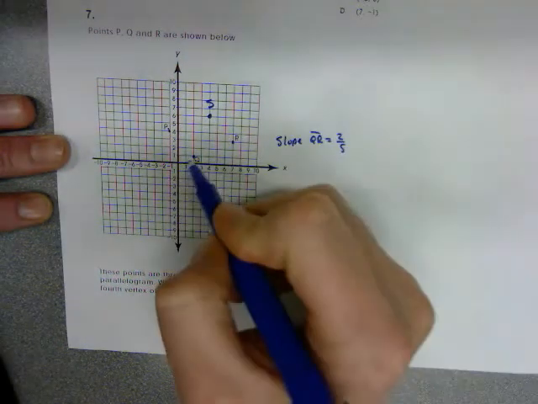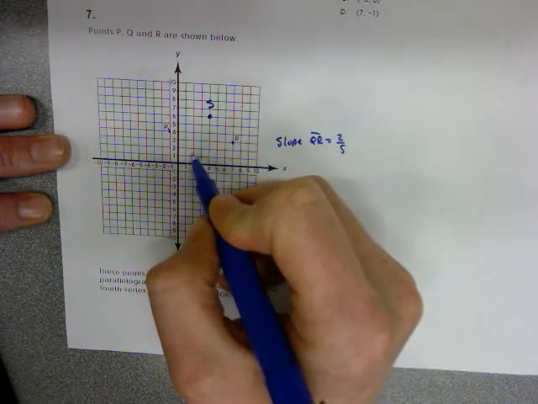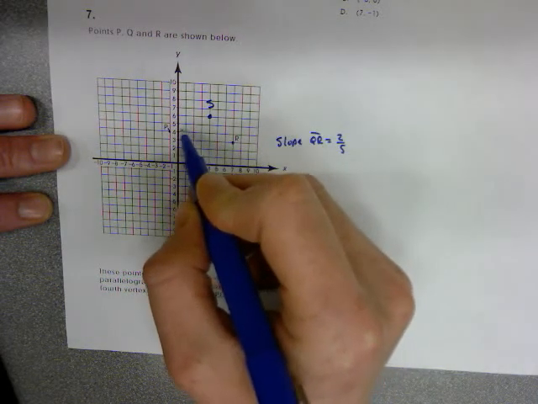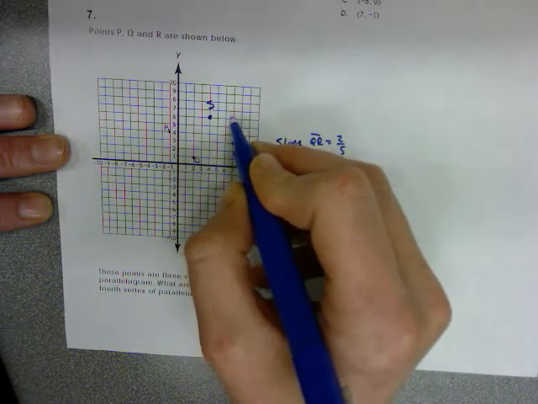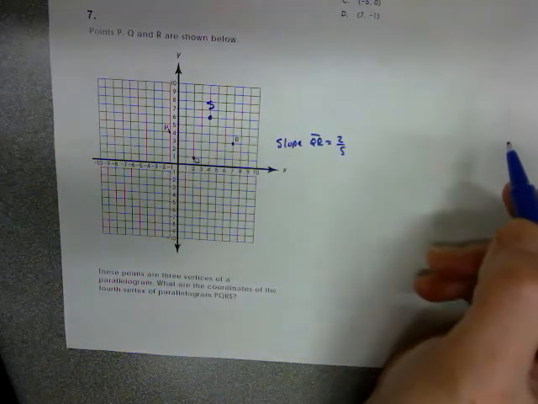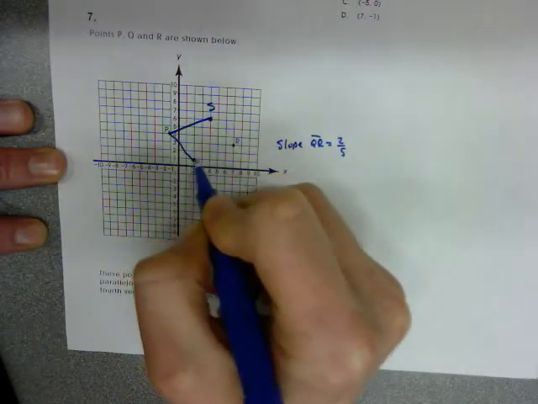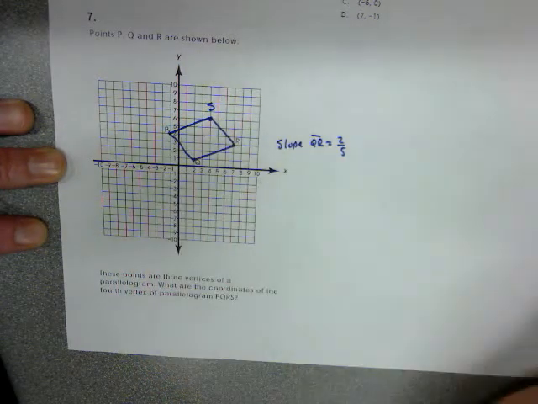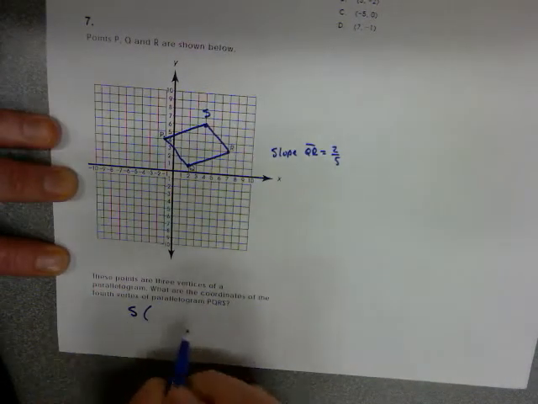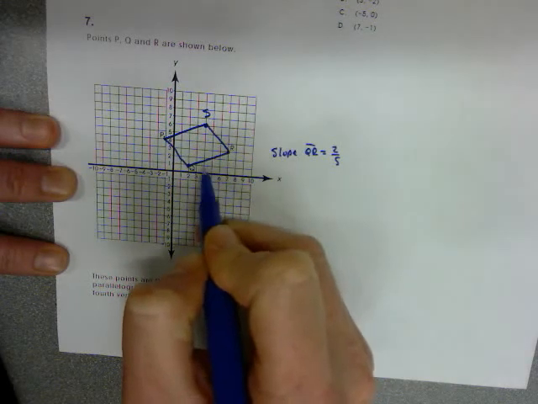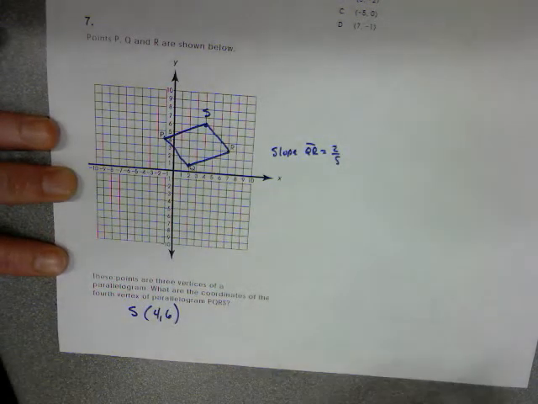And I can check the slope here for PQ has to be the same as QR. So Q to P is up 1, 2, 3, back 1, 2, 3. And so that would be a -1. And here we'll go up 1, 2, 3, and back 1, 2, 3. That's also -1. So that looks like it's the right coordinate. Can check it out by sketching it. Looks pretty good. S coordinate is going to be, what is that? 4, 6. So 4, 6 is one possible answer for S.